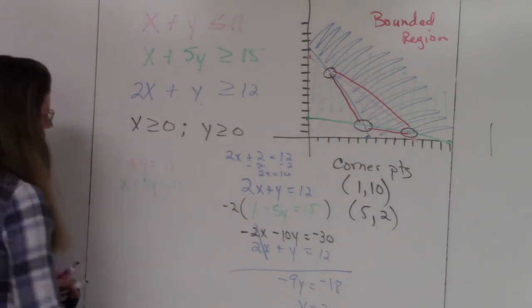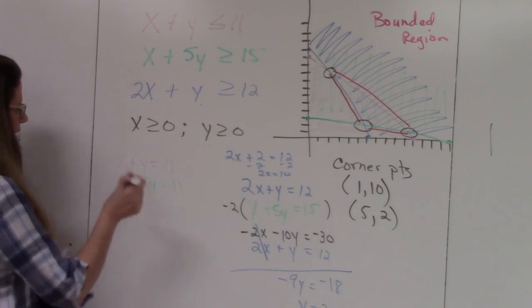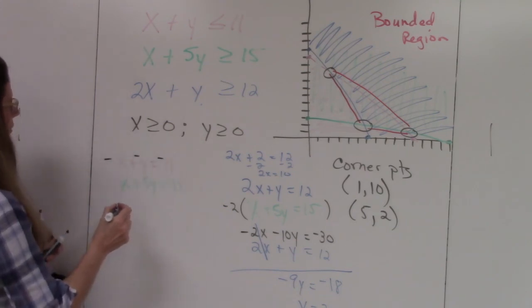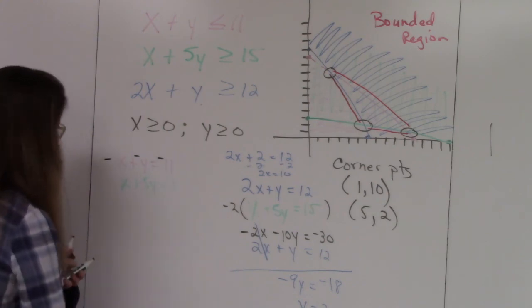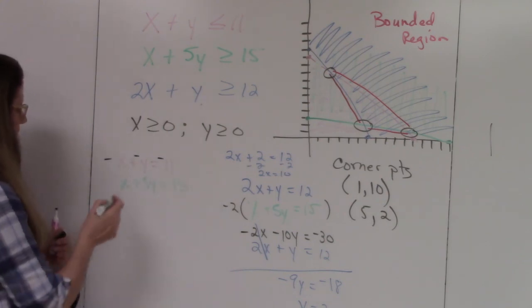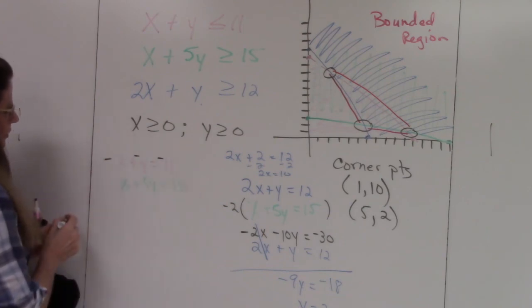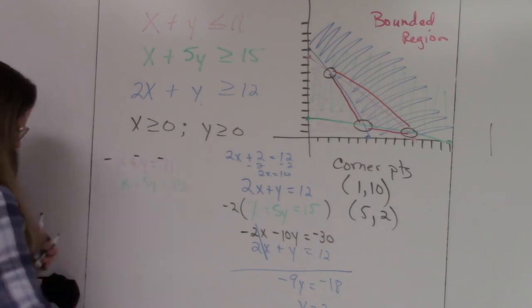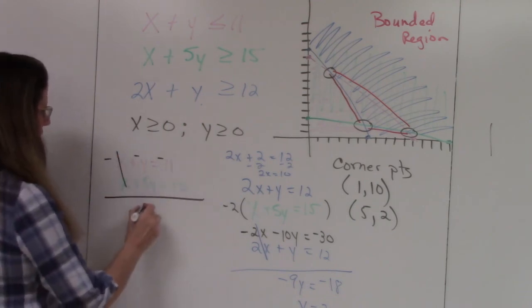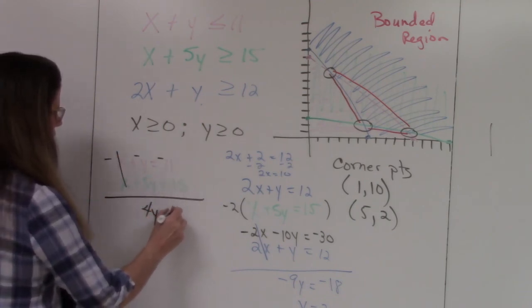So this one, I'm going to multiply everything through by a negative. So I have negative x, negative y, negative 11. Nope, this should be a 15. I'm getting ahead of myself. Okay, so I multiplied everything through by a negative. Now I can cancel. So the x's cancel. I end up with 4y equals 4.